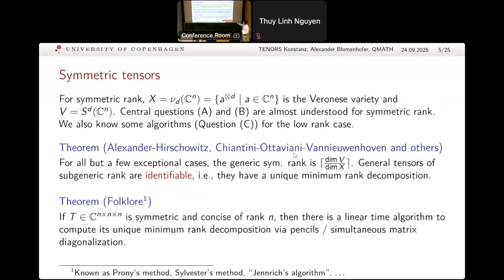And if our rank stays below this generic rank, then we are actually identifiable, then we have a unique decomposition. So this is the best we can hope for.